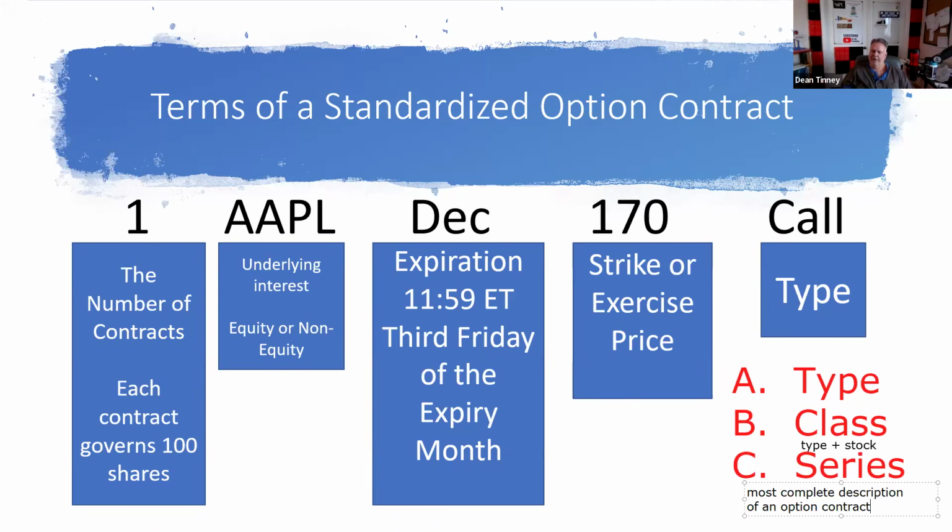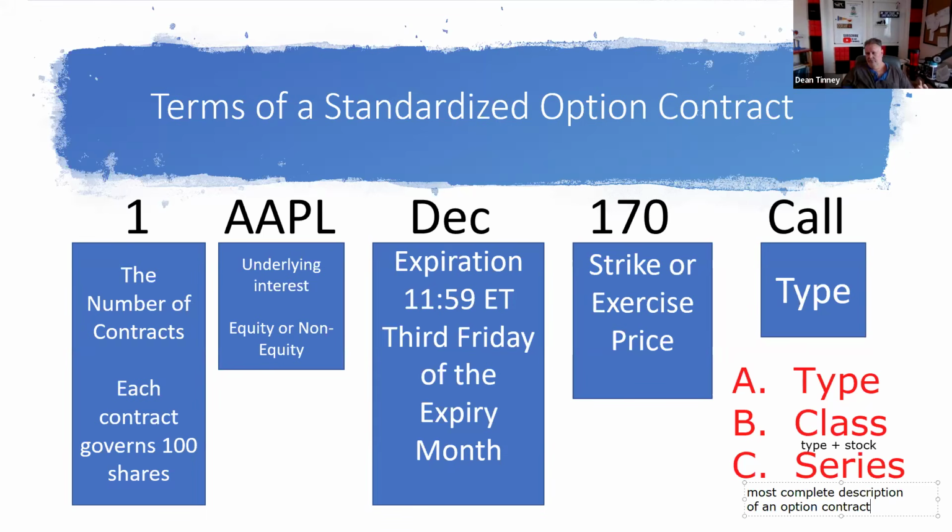Apple is the underlying interest, the thing we're betting on. Well, I should say either betting on or hedging, because the 2 players we have are speculators and hedgers. And the underlying interest here is Apple, which is a stock. But the underlying interest could be something other than a stock, and that would be a non-equity option. It could be a foreign currency. It could be an index. It could be a yield, whatever the case may be.